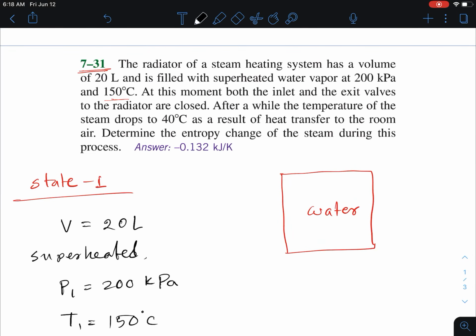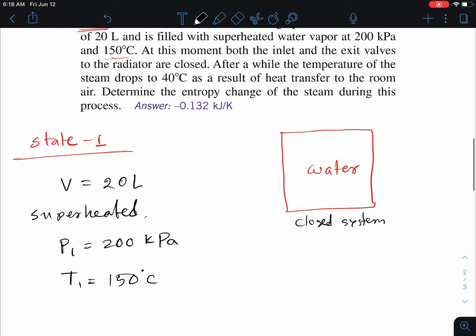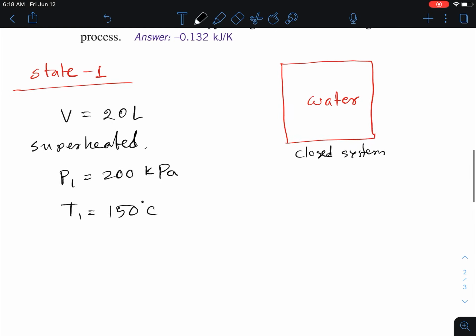At the same time, it says that at this moment both inlet and exit valve of the radiator is closed. That means it's a closed system, right? And then after a while the temperature of the steam drops to 40 degrees C as a result of heat transfer to the room air. That means heat transfer is happening here and temperature is decreasing. Determine the entropy change of the system during the process. So what is the entropy change, right?